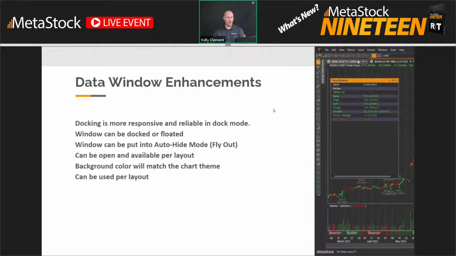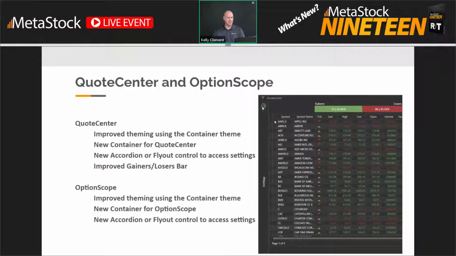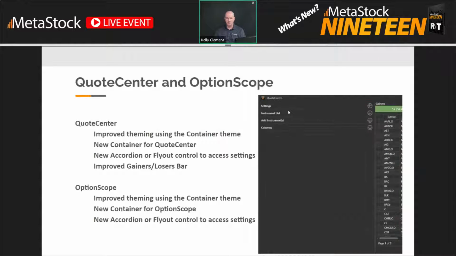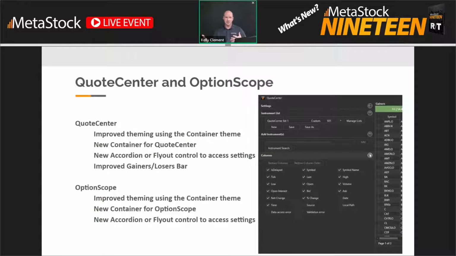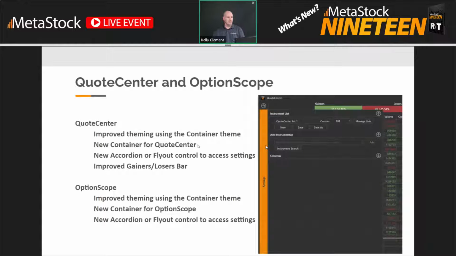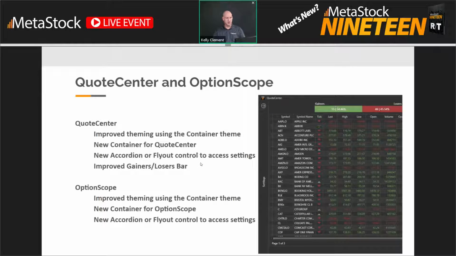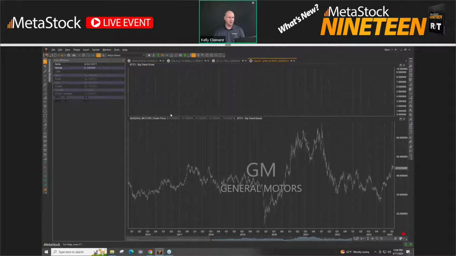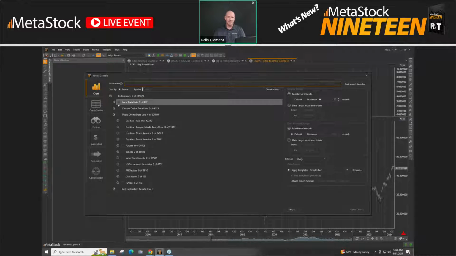Okay, so we already talked about the data window enhancements. So quote center and option scope, we were asked about that a little bit earlier. They now use the same theme as MetaStock, so they're all tied together. They're all the same theme. There's a new container for quote center. There's a new one for option scope. So they look a lot more modern, just like the rest of MetaStock. It's all been updated there.